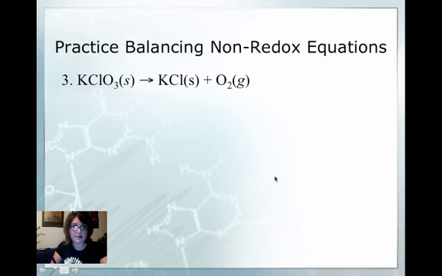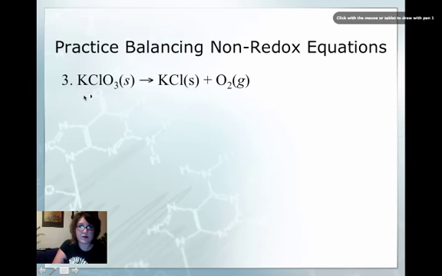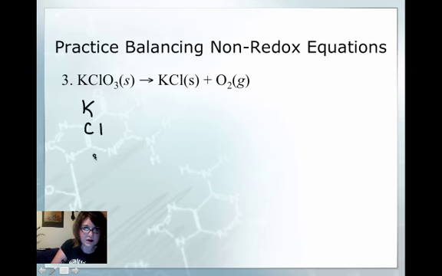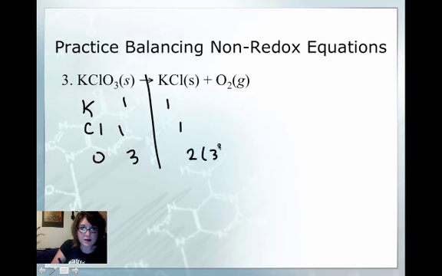Alright, let's do another one. What type of reaction do you think this one would be? We started with one reactant alone and ended up with more than one thing, so that's got to be decomposition, right? And we already have the formulas, so we just make a table. Potassium, chlorine, and oxygen: 1, 1, and 1 of these and 1 of these, 3 of these and 2 of these. So we can see where the problem is.